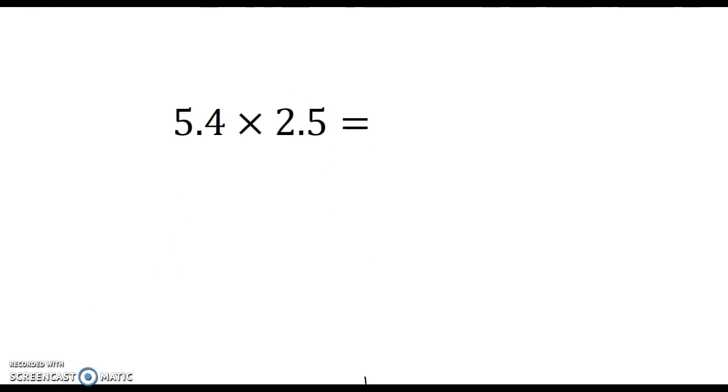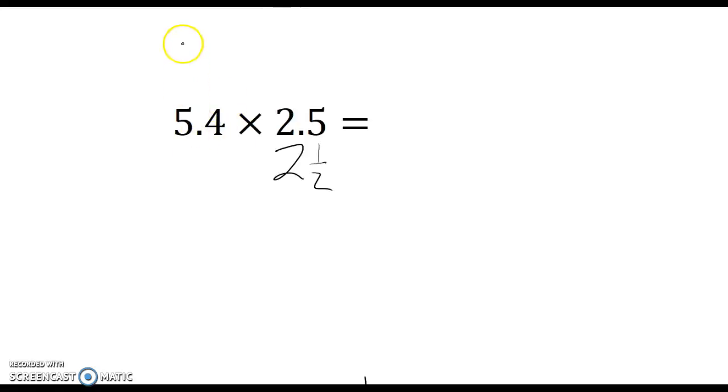Let's look at what happens here. On this one, I'm multiplying 5 and 4/10 times 2 and 5/10. Once again, if I think about it, this would be the same as 2 and 1/2. So this is 2 and 1/2 groups of 5 and 4/10. Now I'm not going to draw that out, but what I'm going to do is solve it arithmetically, and I'm going to start by doing an estimation.